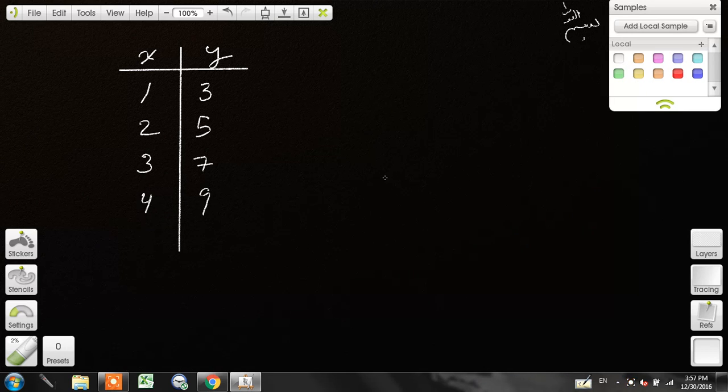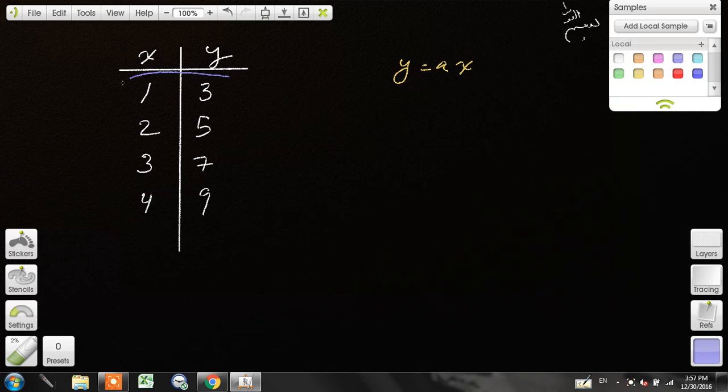Is this a direct variation? I don't know. But if it was, you would have to follow this rule, right? Correct? Okay, so let's figure it out.